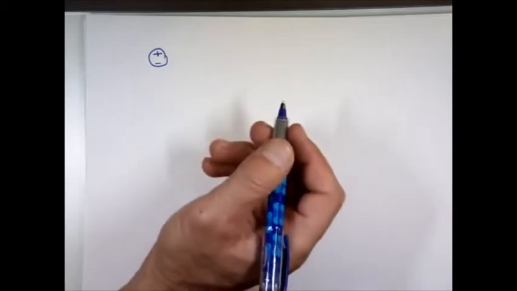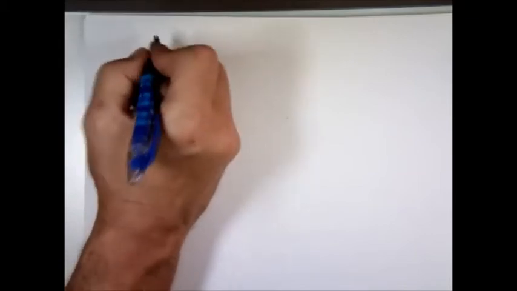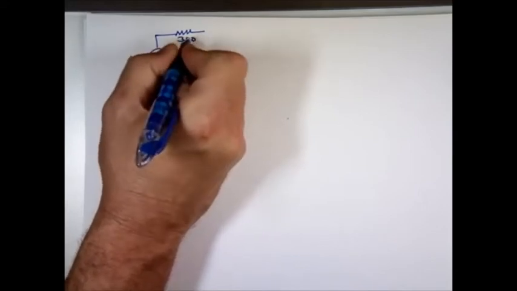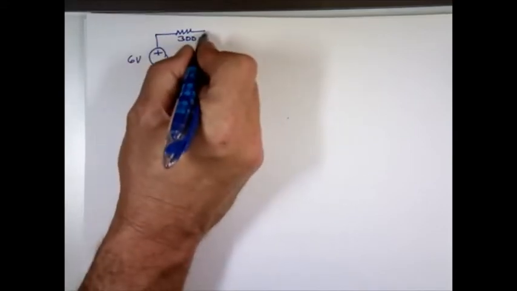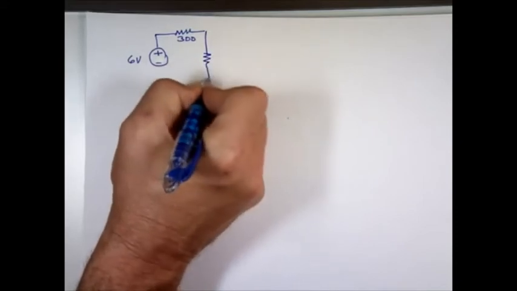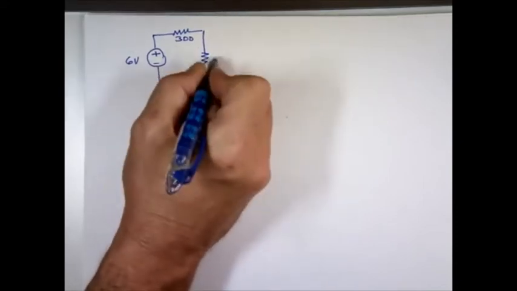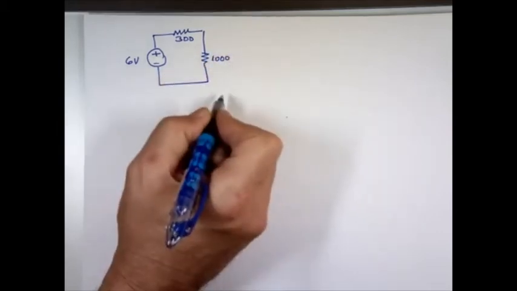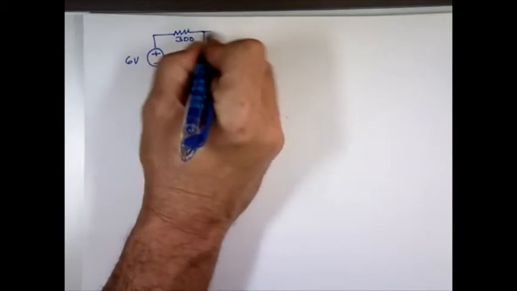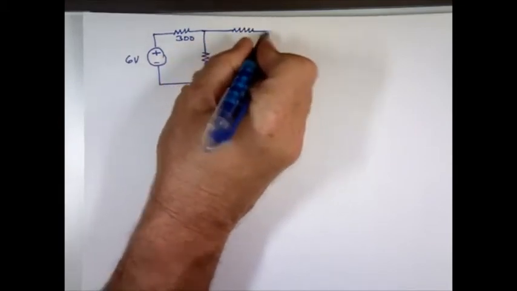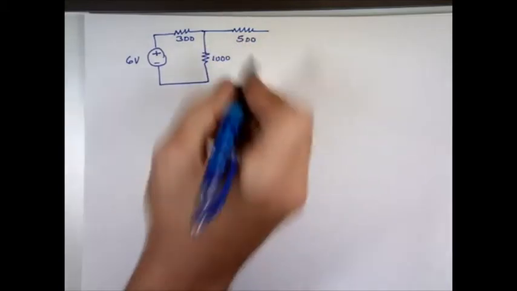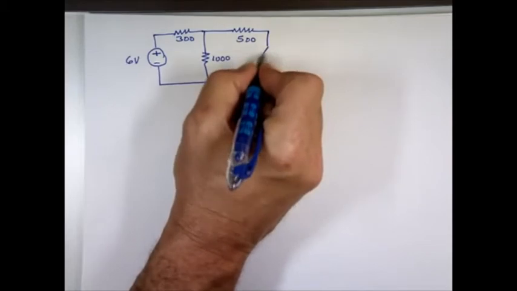6 volts, okay. We have 300 ohms here. Now 1,000. I'm just making numbers up here. 500 ohms. Since I'm making numbers, I have no idea how small this value is going to be.